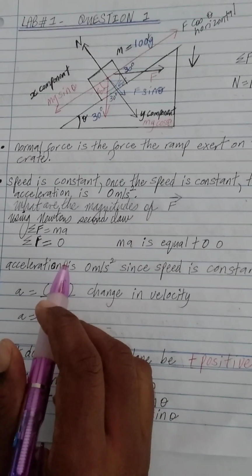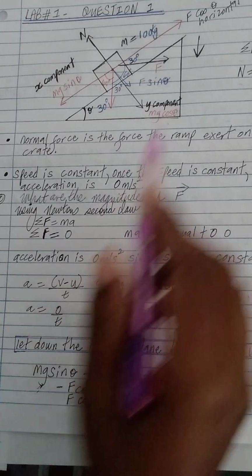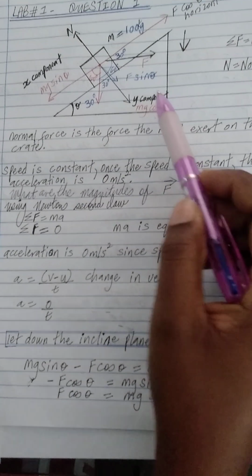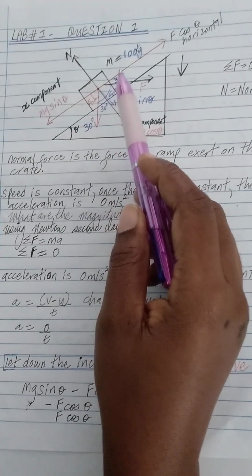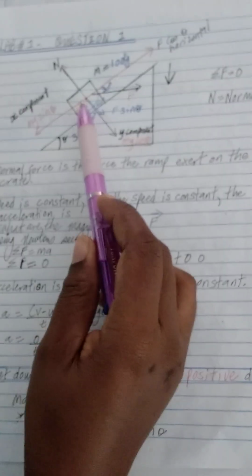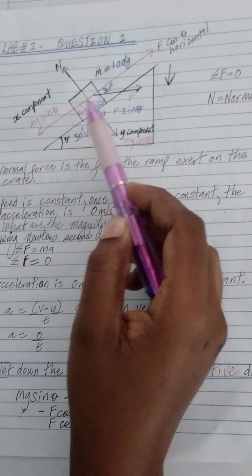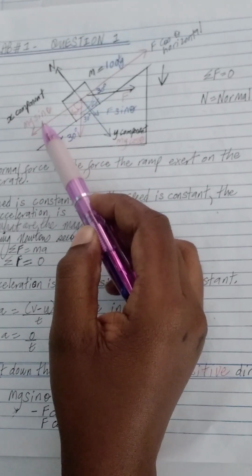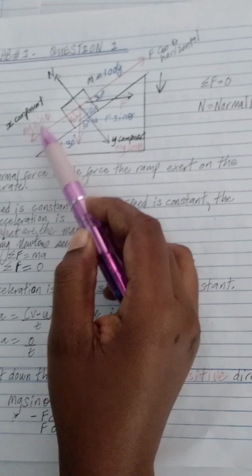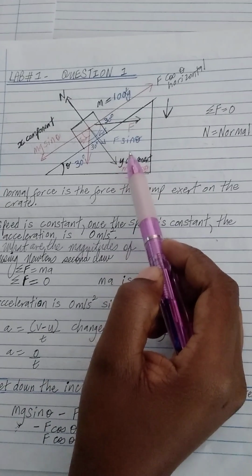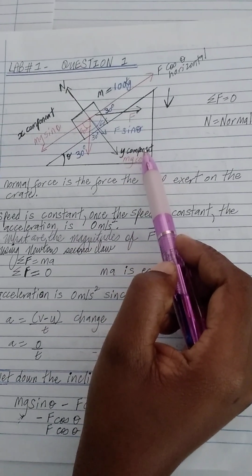Okay, so we're looking at lab 1, question 1. This is an inclined plane and we have a mass here. The mass is 100 kilograms. So here we have our y component and our x component. Now the x component is mg sine theta and the y component is mg cos theta.